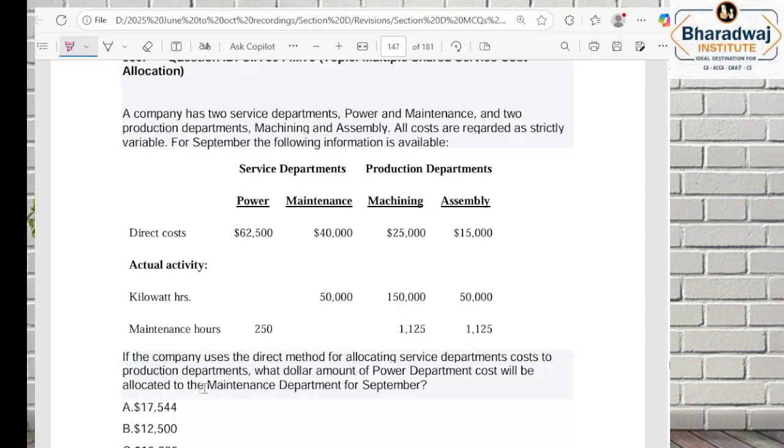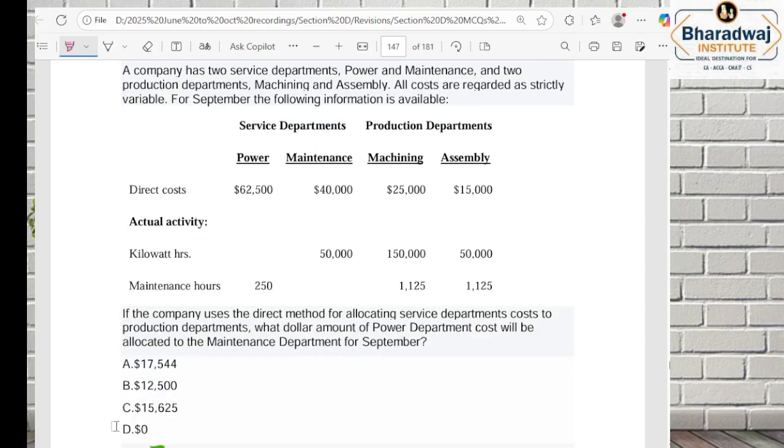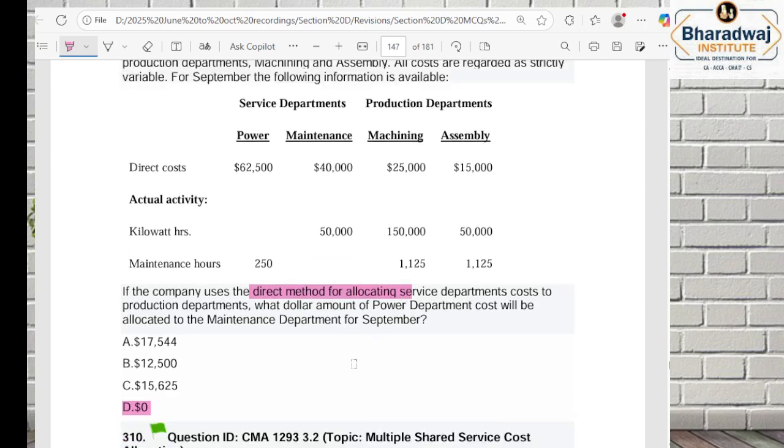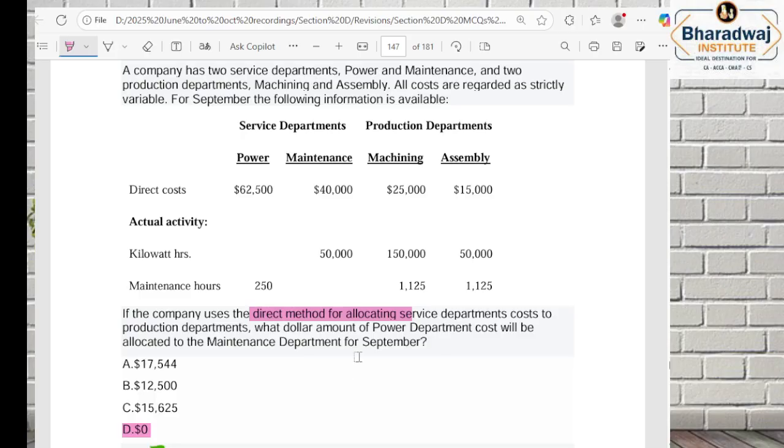Power cost to maintenance department. What cost with 0. Direct method we will allocate only to production department.